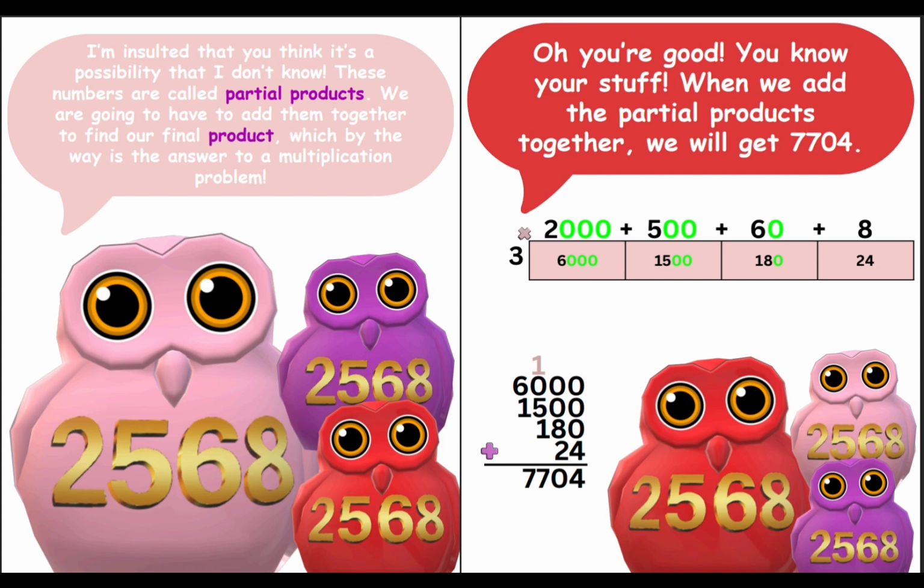When we add the partial products together, we will get 7,704. So our partial products, again, are 6,000 plus 1,500 plus 180 plus 24.